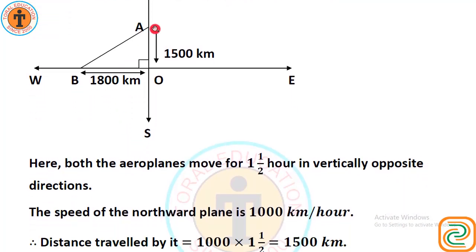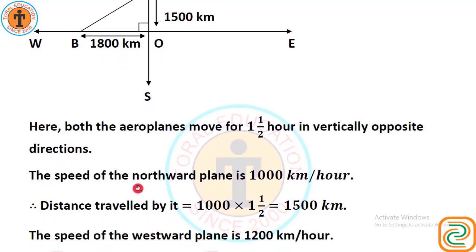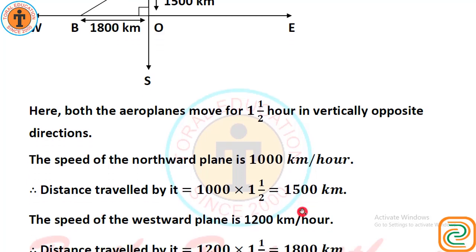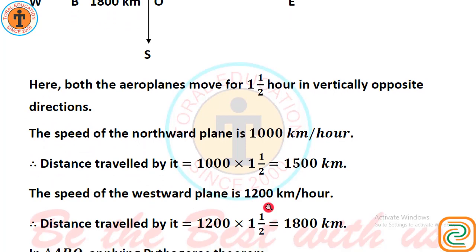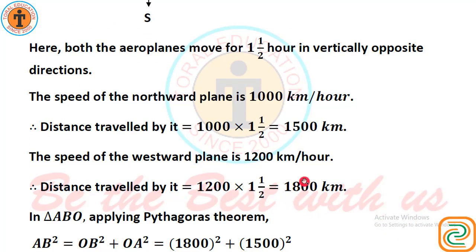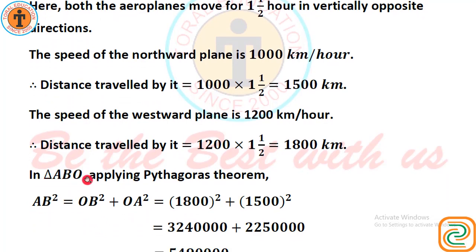Here we have to find out AB. Simple Pythagoras theorem. Both the aeroplanes move for 1.5 hours in perpendicular directions. The speed of the northward plane is 1000 km per hour. Distance travelled by it is 1500, and the speed of the westward plane is 1200 km per hour. Therefore distance travelled by it is 1800. In triangle ABO, applying Pythagoras theorem, AB square equals OB square plus OA square. So OB means 1800, OA means 1500.